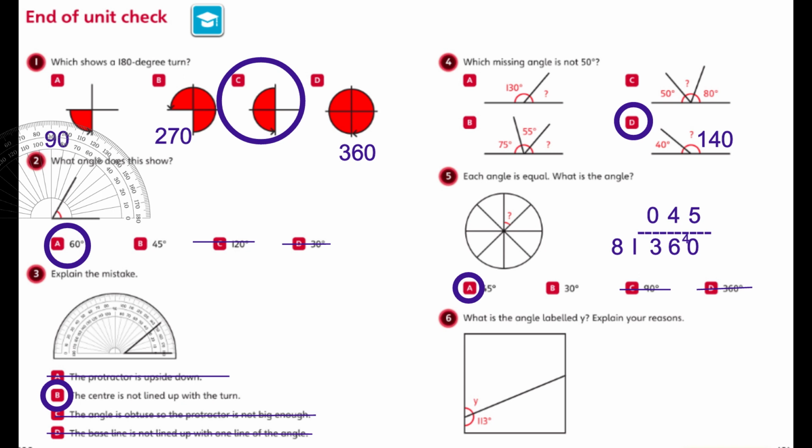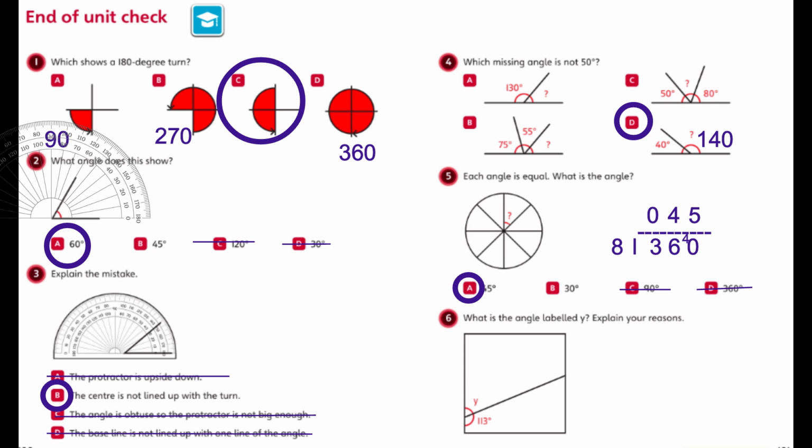Take a look at Y. Do you notice anything about where it's placed? It's on a straight line, and on the opposite side of it is the angle 113. So that means 113 plus Y should add up to 180. Use that information to work out what Y is, and I want you to explain in a sentence or two how you worked it out and how you know that Y is worth what you determined.